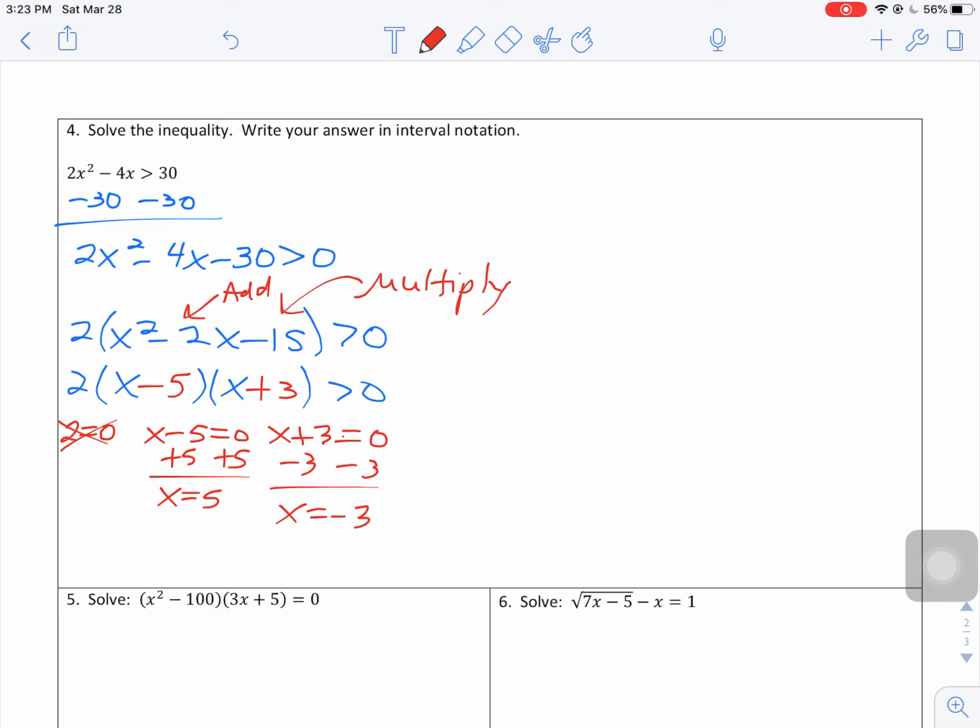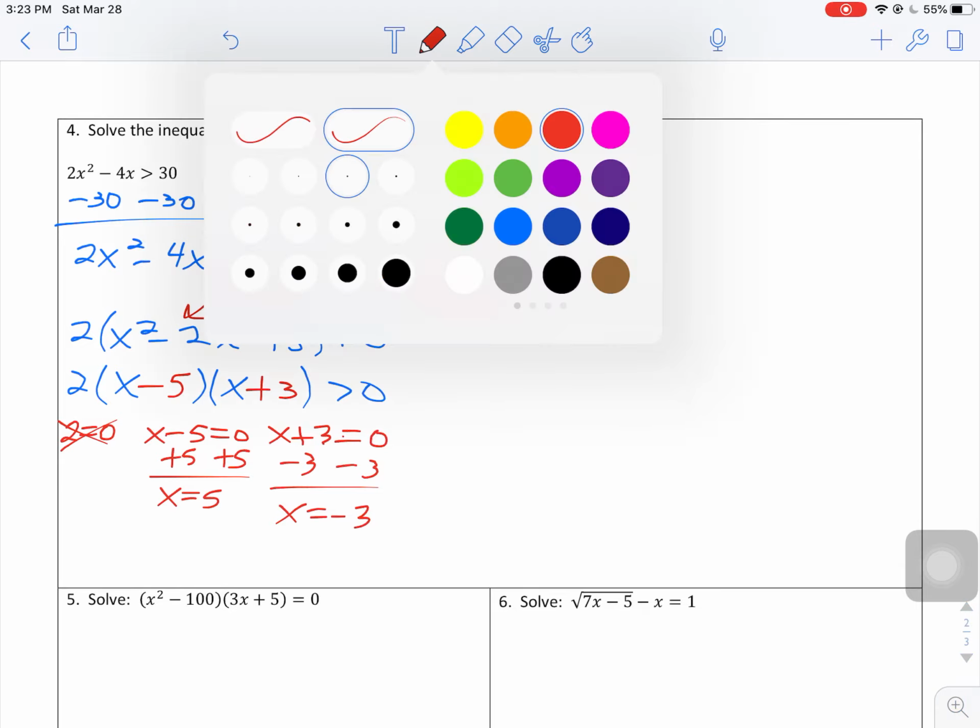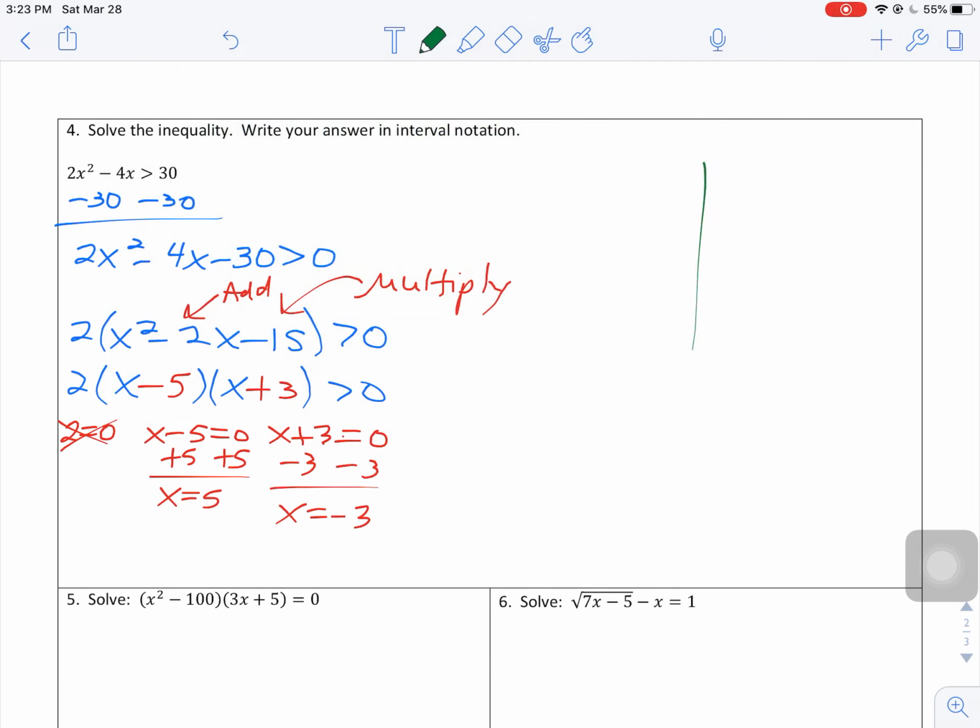And then there are multiple ways to do this. Your teacher last semester may have had you do test points. I actually kind of like doing a little sketch of the graph and then just looking at it. So I'll go over here to the right, and here's a little sketch. Here's my x-axis, here's my y-axis. I'm going to put 5 right there, negative 3 over here. So those are my x-intercepts.